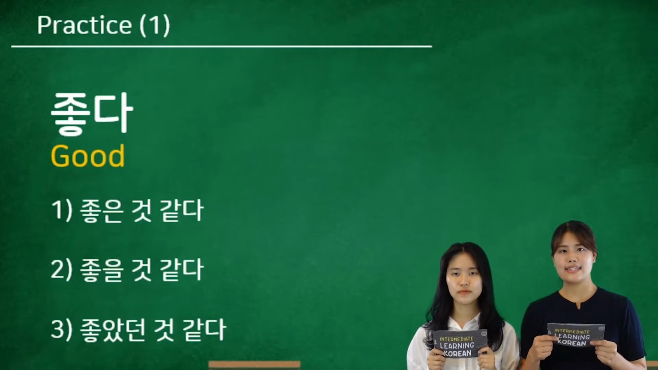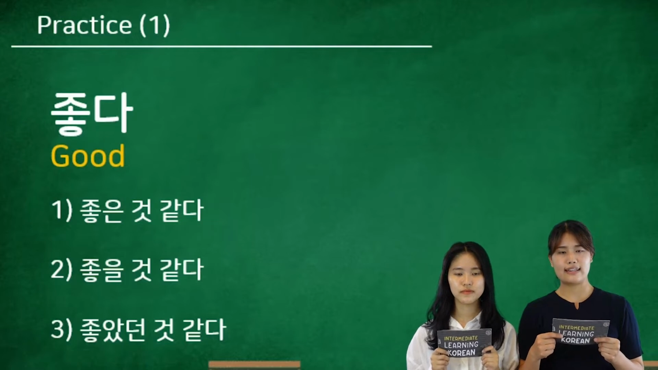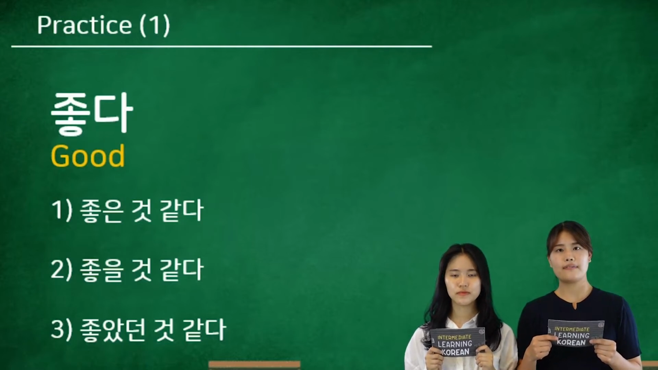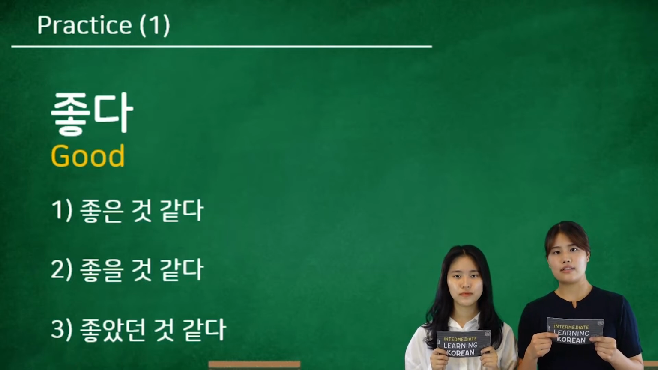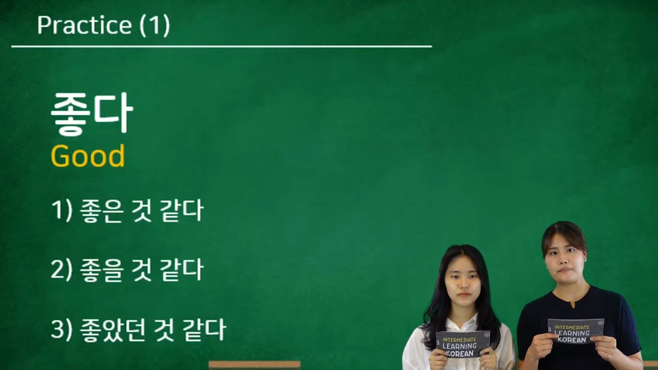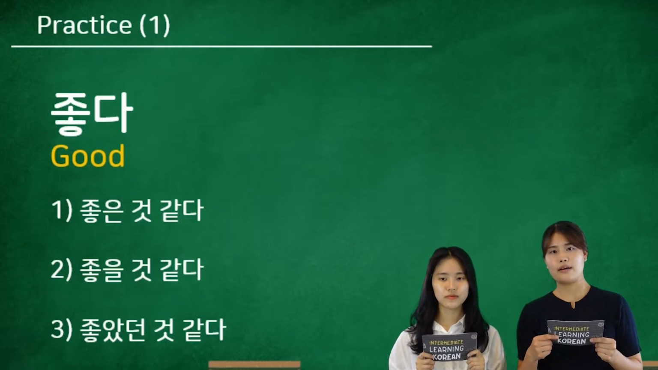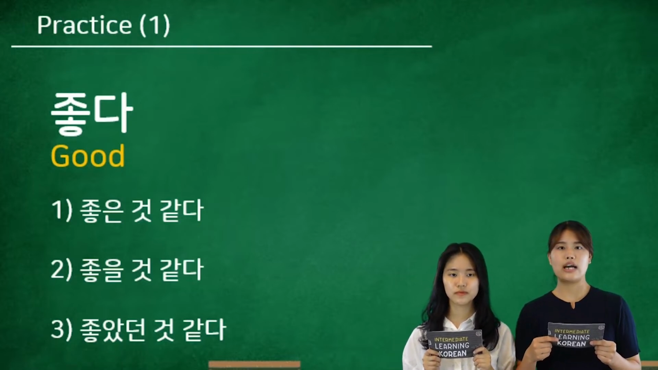Yes, it is 좋은 것 같다. If you remove 다 from the adjective 좋다, there is a final consonant. So we can use 은 것 같다. Then it becomes 좋은 것 같다.